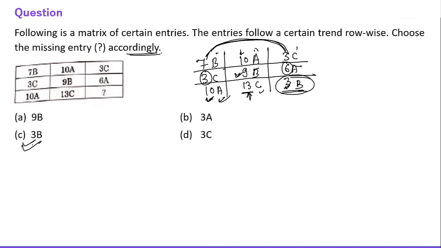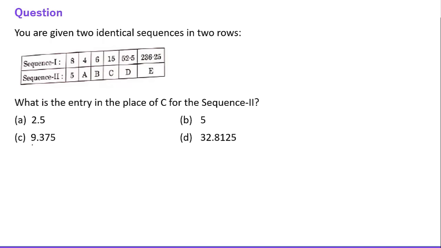Now let's move to the other one. Next question is saying, you are given two identical sequences in two rows, sequence 1 and sequence 2. What is the entry in the place of C for sequence 2? The question is saying two identical sequences, meaning they are following the same pattern.